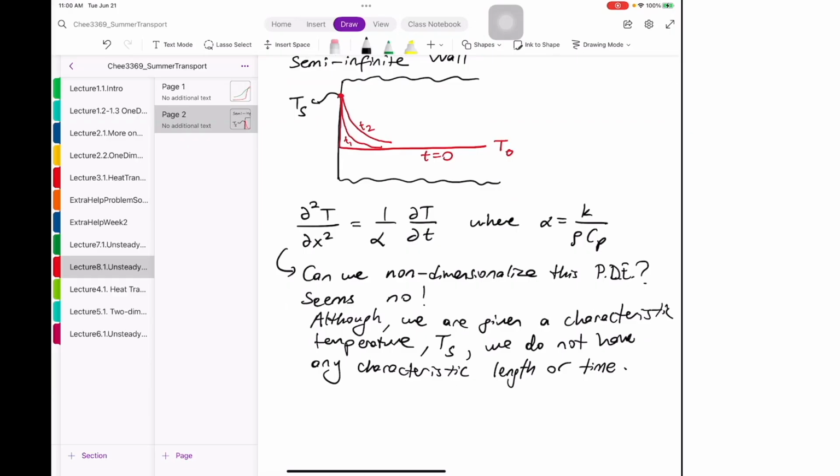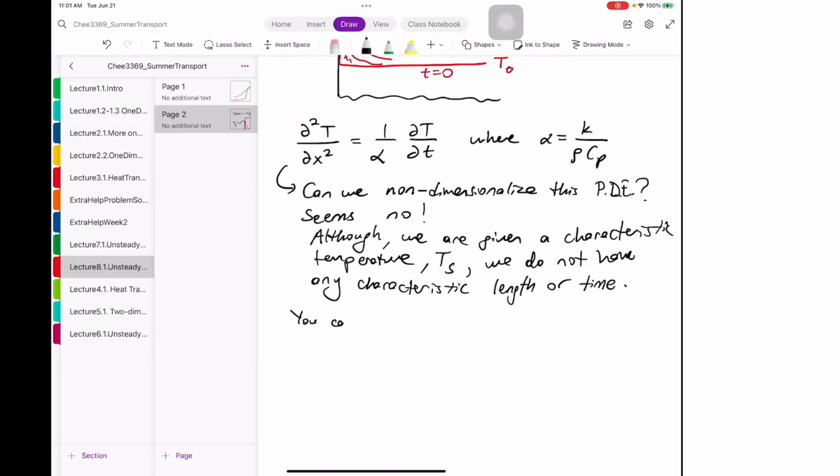Now, do I really not have any length scale? Well, maybe you can say if I'm given some time, if I'm only considering, for example, heat transfer within 10 seconds or maybe 1 year, then I can come up with some made up characteristic length depending on how deep the temperature profile penetrates, right? You can think of a penetration length as a function of time.